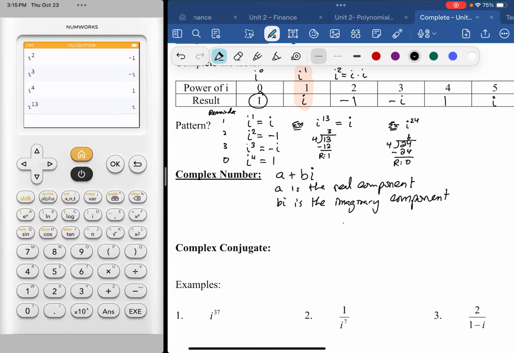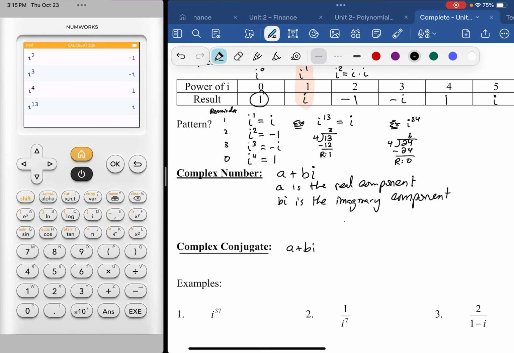This should be underlined. Complex conjugate. There's a definition for it, but if I have something in the form of a plus bi, then its conjugate would be a minus bi. So these are conjugates of one another.